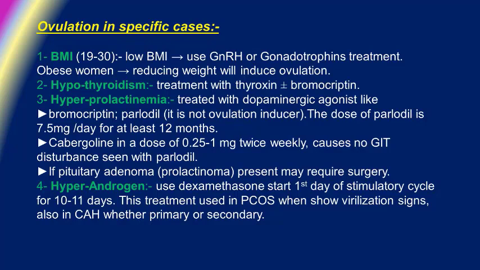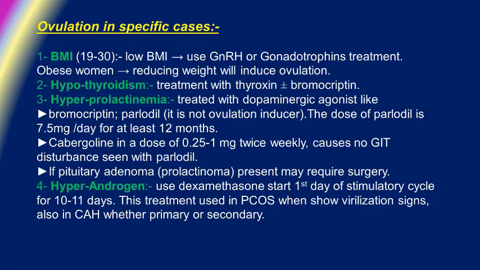Hyperprolactinemia is treated by a dopaminergic agonist like bromocriptine, Parlodel is the trade name. It is not an ovulation inducer, but it decreases the level of prolactin and will cause the pituitary gland to act normally. The dose of Parlodel is 7.5 mg per day for at least 12 months. Cabergoline is the second drug, in a dose of 0.25 to 1 mg twice weekly. Cabergoline causes no GI tract disturbance like that seen with Parlodel treatment. So it's better to use cabergoline.